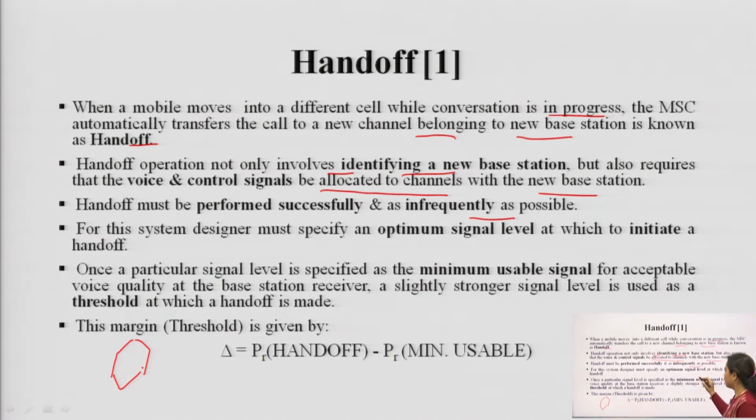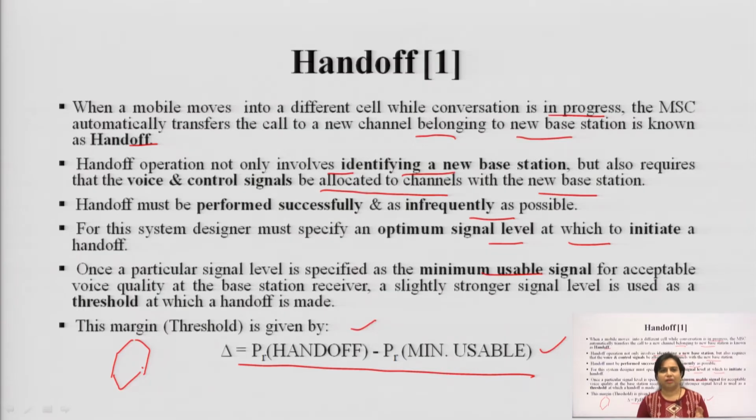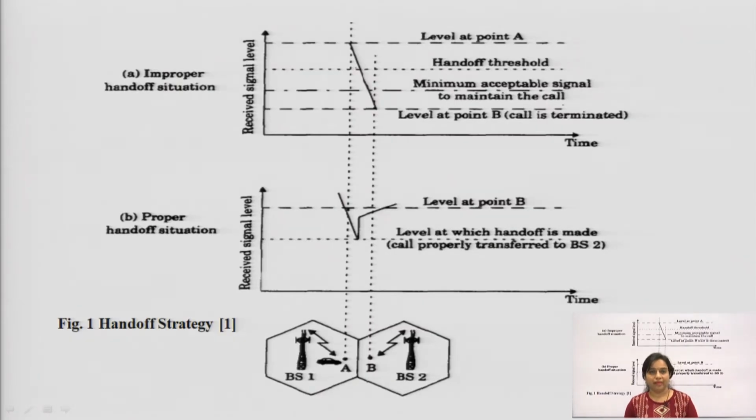Now, for this, the system designer must specify an optimum signal level at which to initiate a handoff, which means at what particular voltage level we have to consider, so that a proper handoff will be maintained. Once a particular signal level is specified as the minimum usable signal for acceptable voice quality at the base station, it sets up a threshold above which the signal will be considered, and once that level is crossed, the signal quality will be maintained. Now, this margin or threshold is given by this formula: delta equals Pr handoff minus Pr minimum usable, that is, the received power at handoff minus the minimum usable received power. That is the very basic formula related to the margin or threshold value, denoted by delta. This is a very important formula.